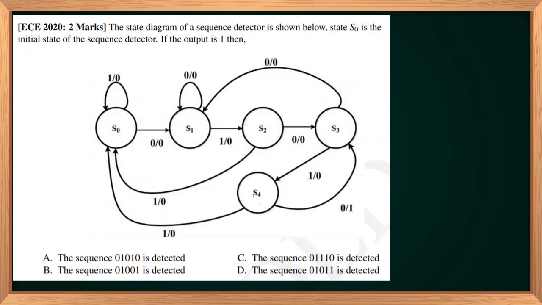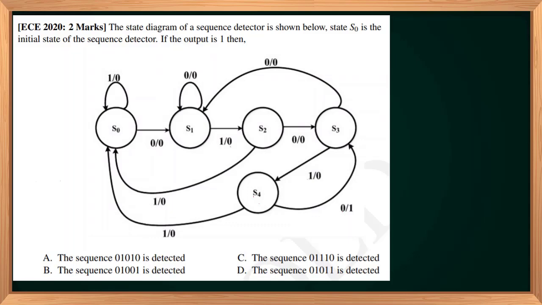The state diagram of a sequence detector is shown below. The state S0 is the initial state of the sequence detector. If the output is 1, then 4 options: the sequence 01010 is detected; the sequence 01001 is detected; the sequence 01110 is detected; the sequence 01011 is detected.